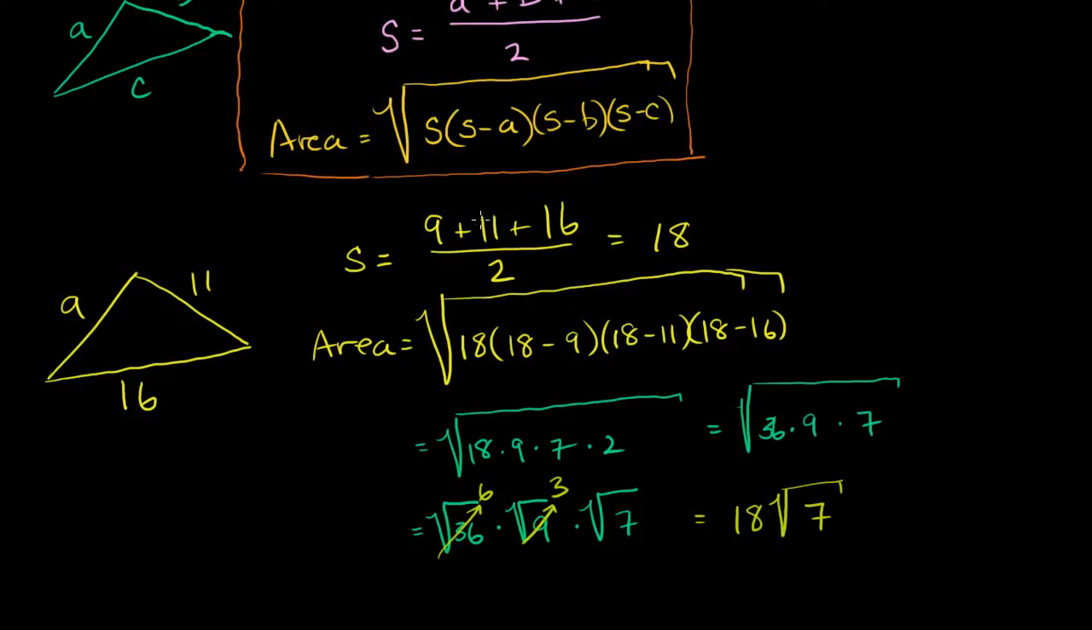So just like that, you saw it only took a couple of minutes, or even less than that, to apply Heron's formula and figure out that the area of this triangle right here is equal to 18 square roots of 7. Anyway, hopefully you found that pretty neat.